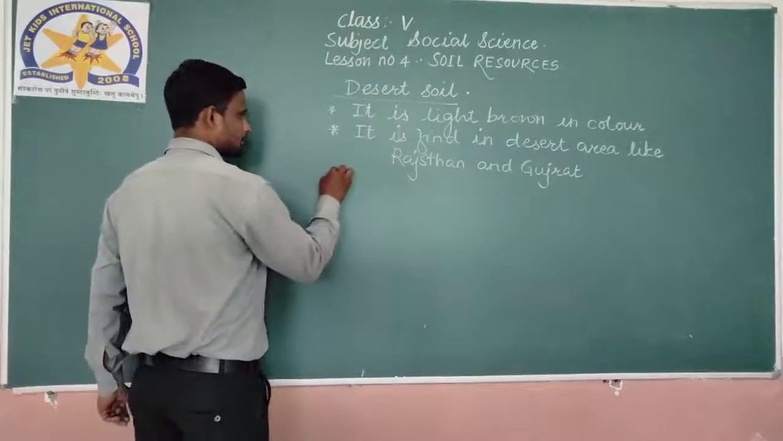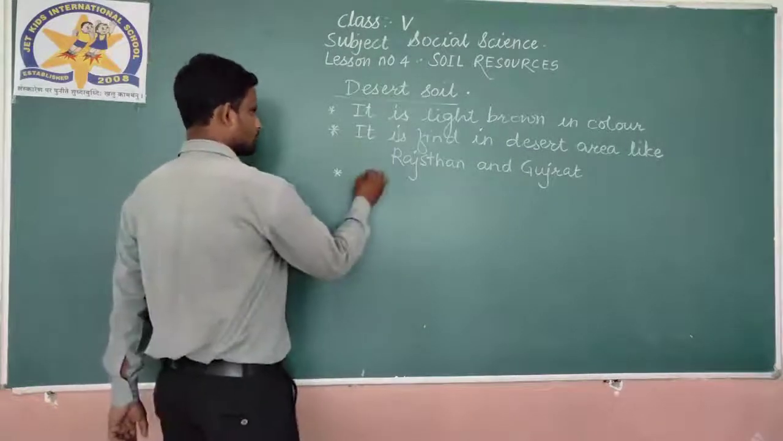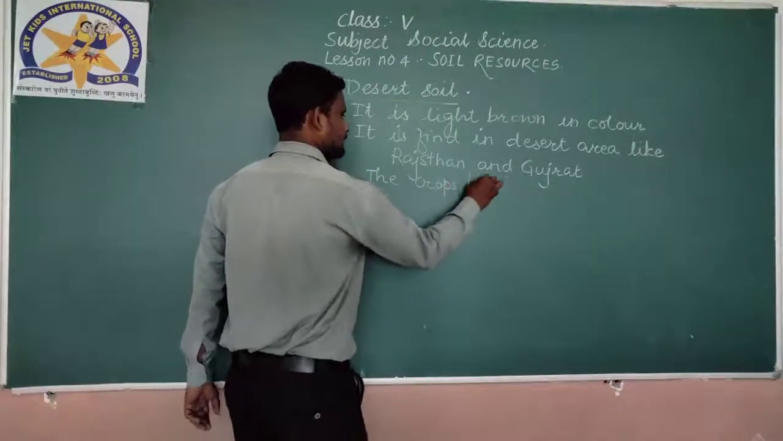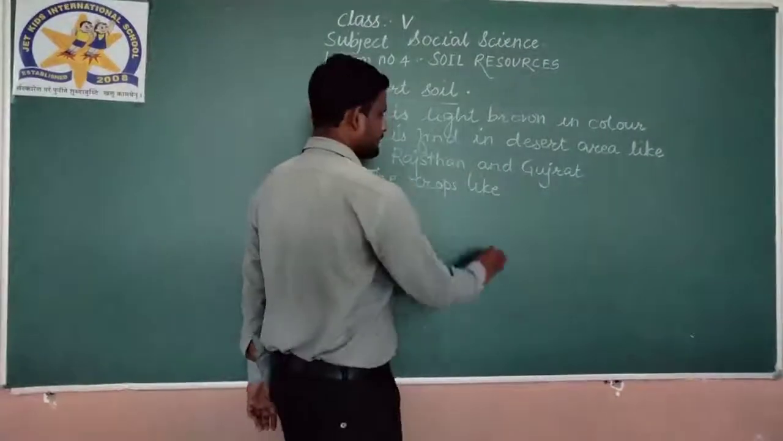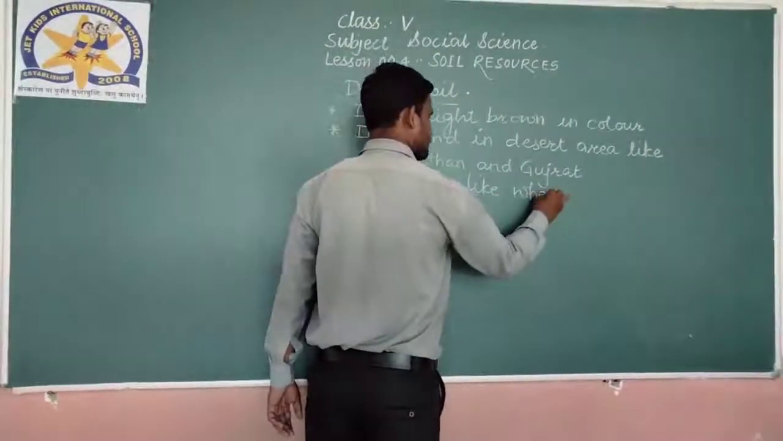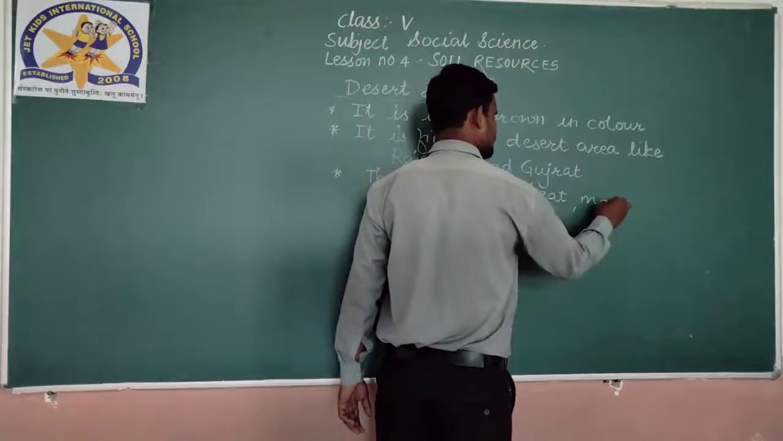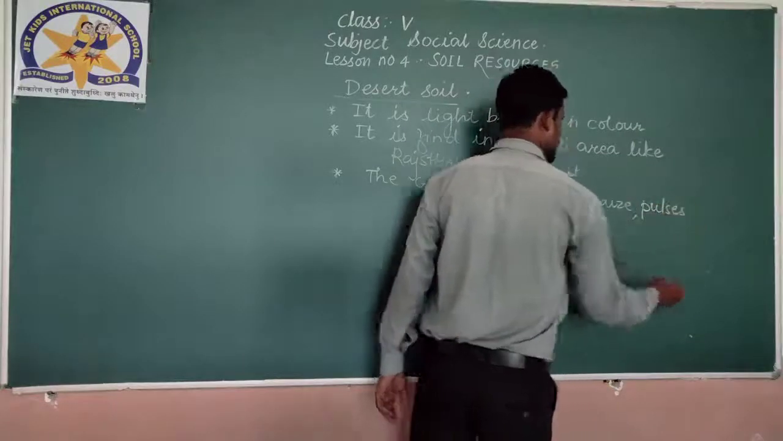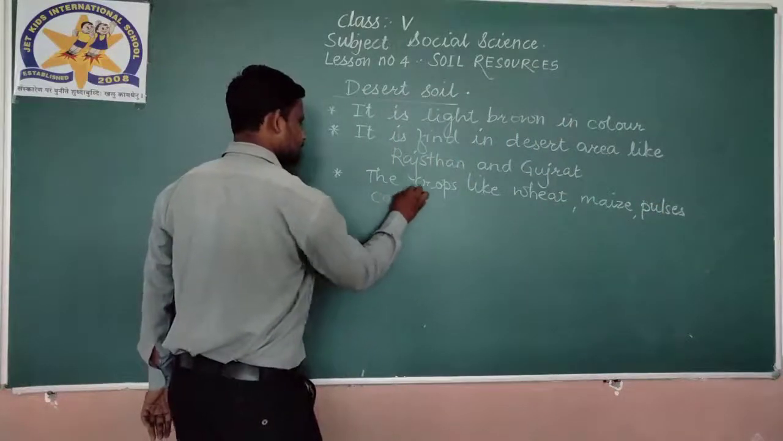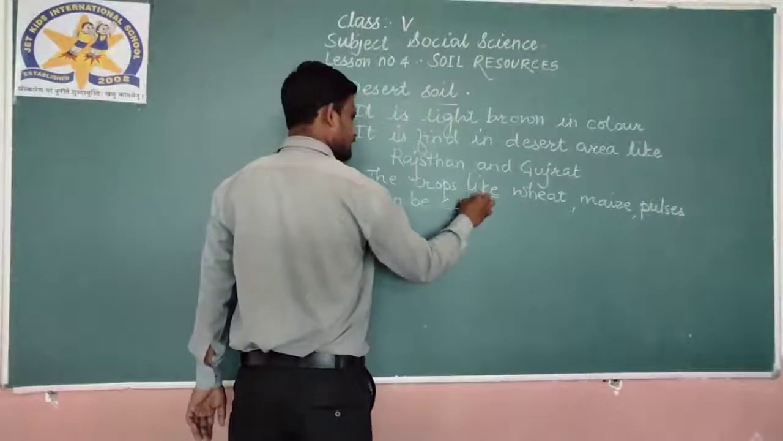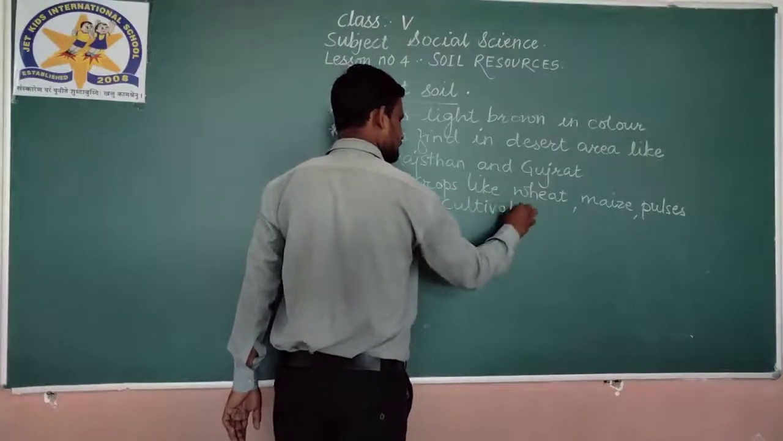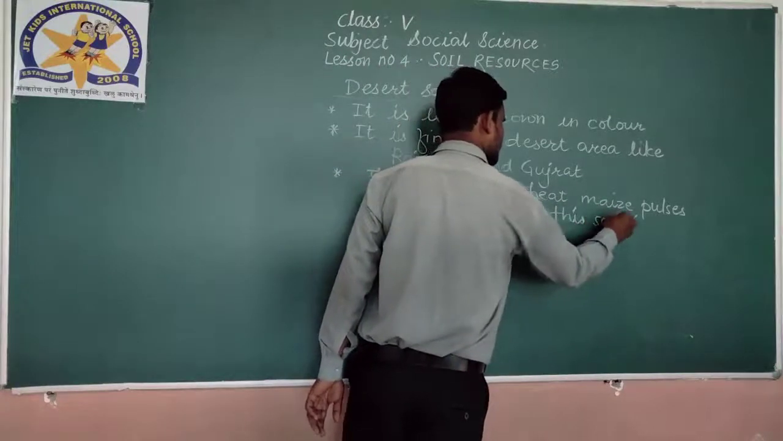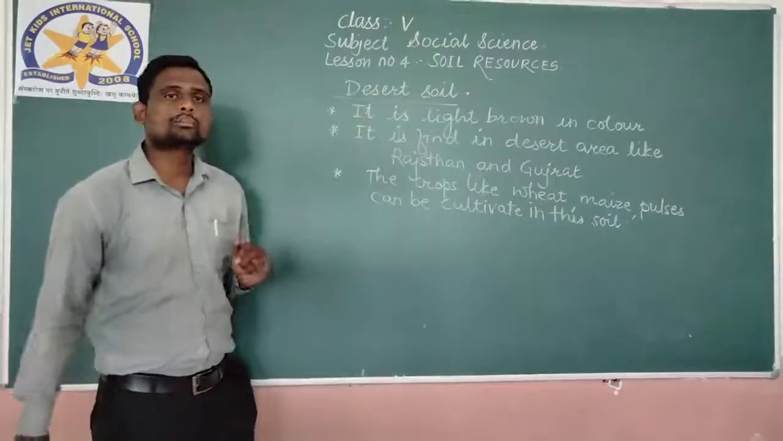After that, the crops like wheat, maize, pulses can be cultivated in this soil. So these are the points about desert soil.